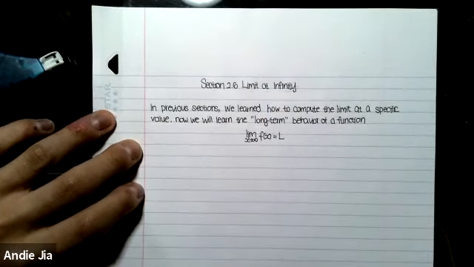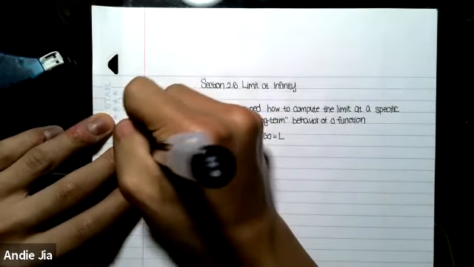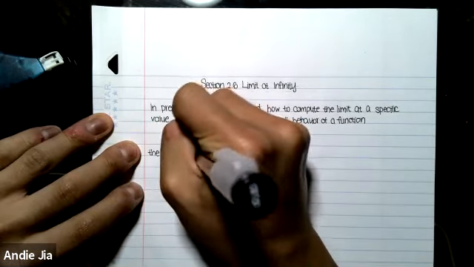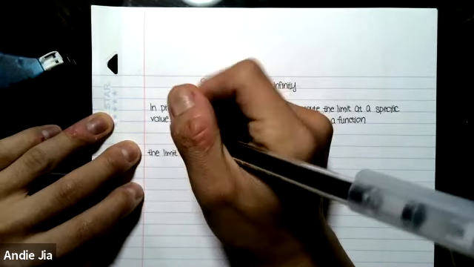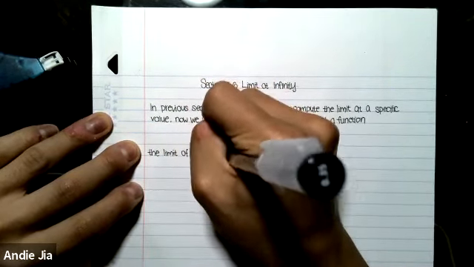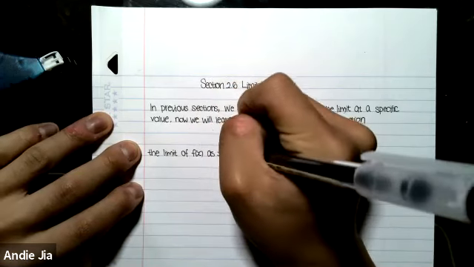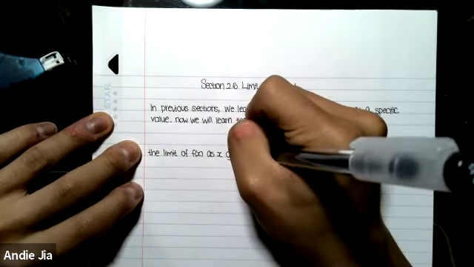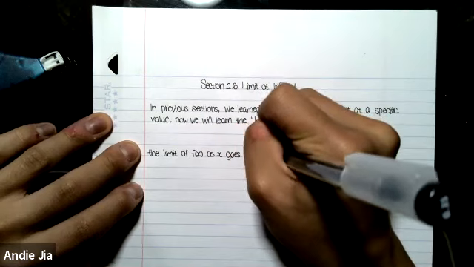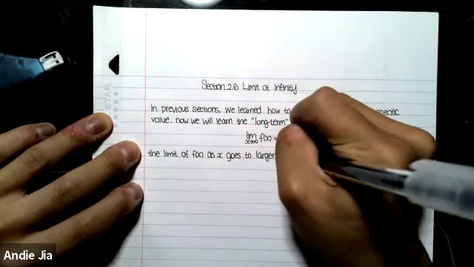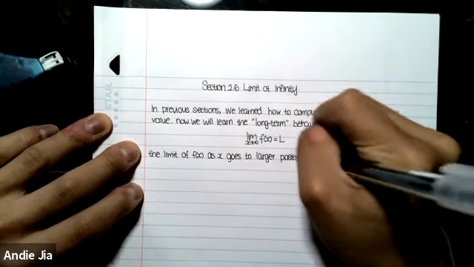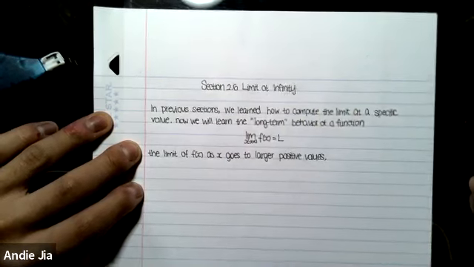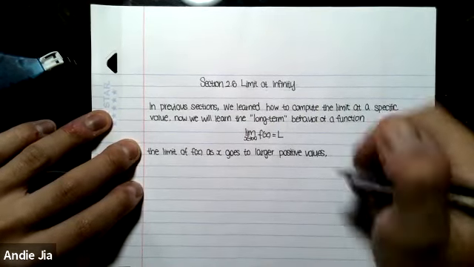So the limit of f of x as x goes arbitrarily large, to larger positive values, is L. The output is as near as possible to L.